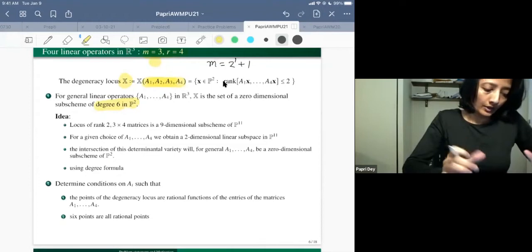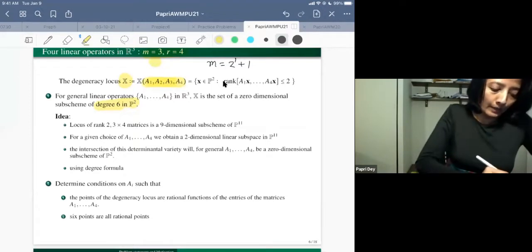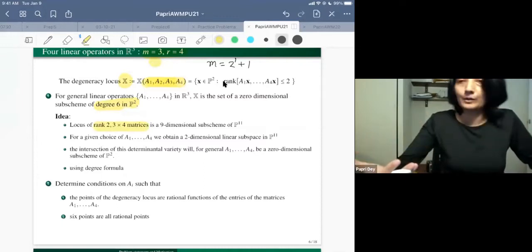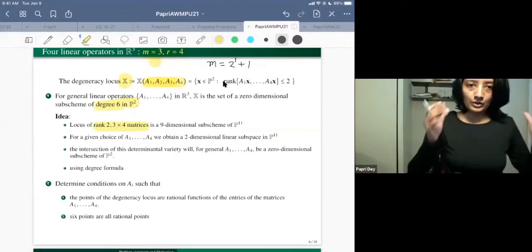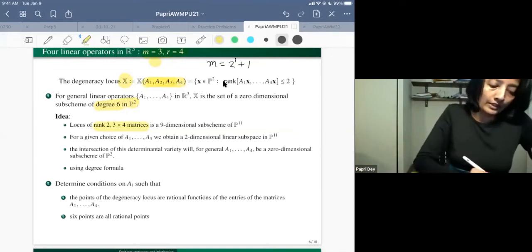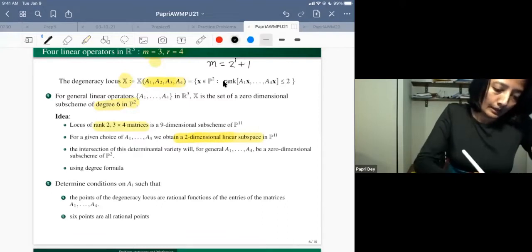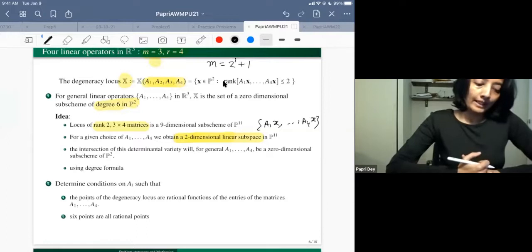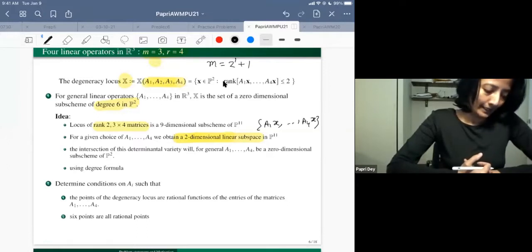If we look at the locus of rank 2 3x4 matrices, that is a 9-dimensional subscheme in P11. And for a very specific choice of A1 to A4, if they are a generic choice, in most cases we will get a 2-dimensional linear subspace. I mean, A1x to A4x. For a generic choice of A1 to A4, it will span a 2-dimensional subspace in P11.